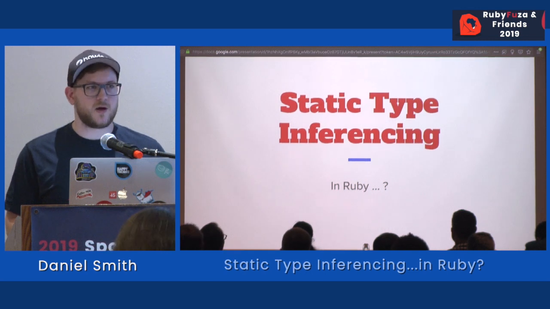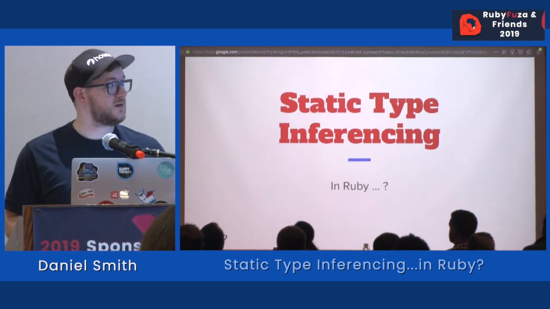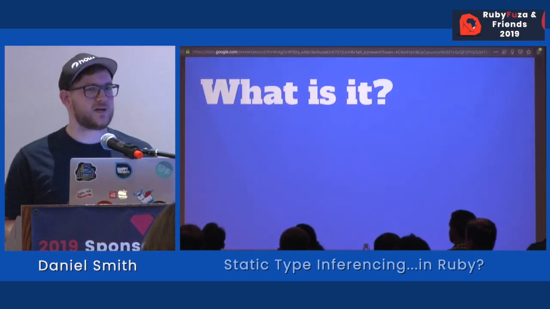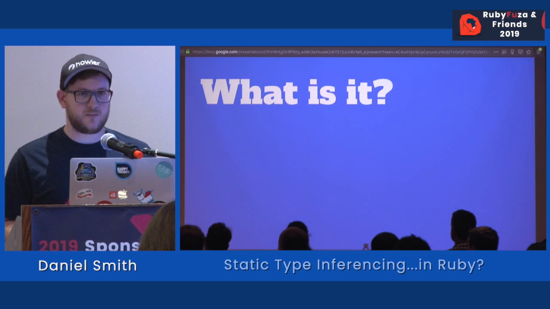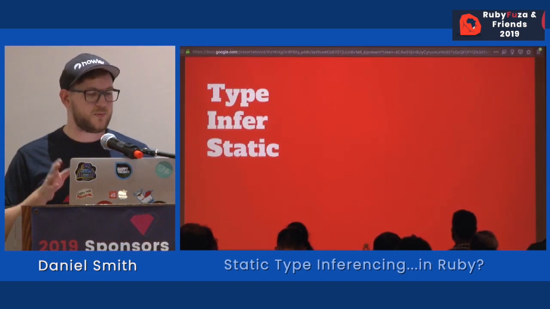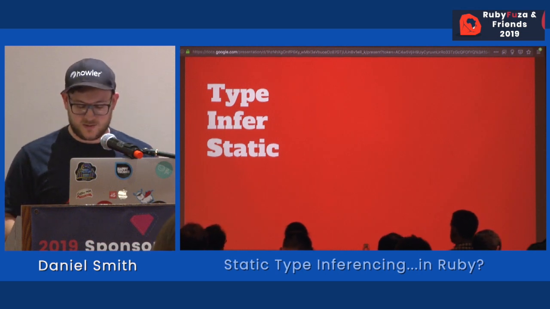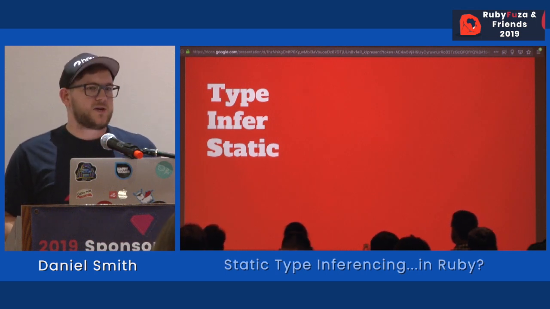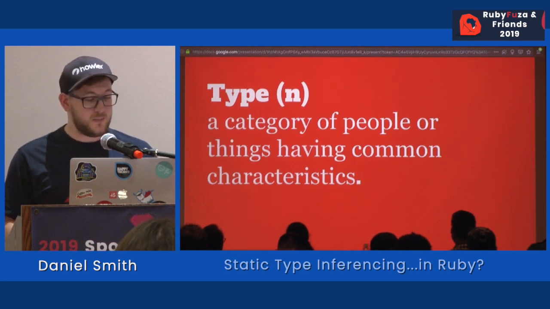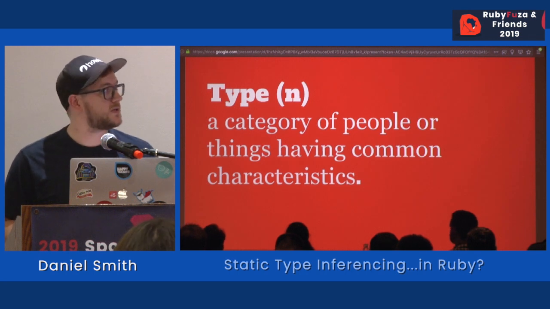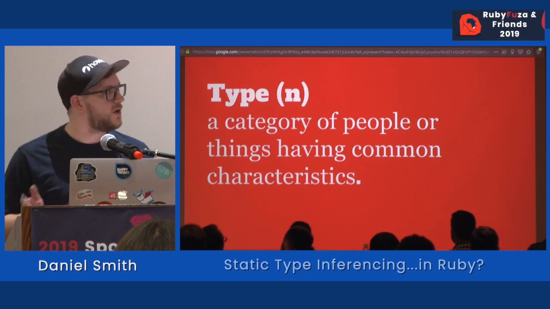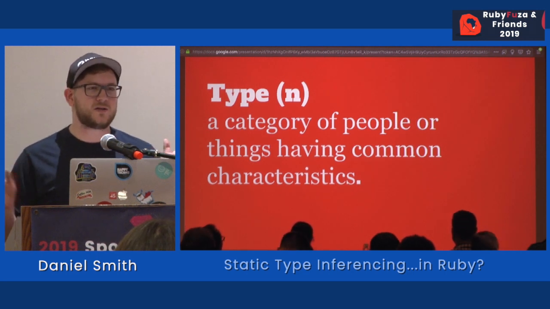So today I'm going to be talking about static type inferencing in Ruby. First of all, I'm going to discuss what it is, so we're all on the same page. It's broken up into three words: type, infer, and static. I decided to look up the dictionary definitions of each of them. Type is defined as a category of people or things having common characteristics. I don't know if that definition really maps to software directly, but it's like things that have a common interface, I guess.